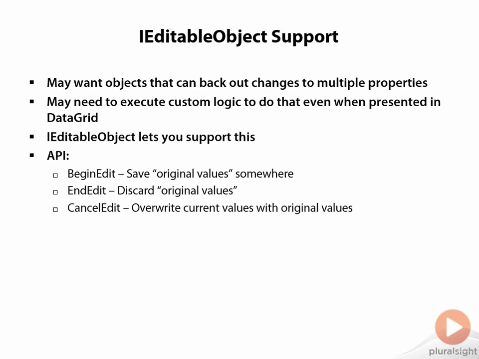Again, these are going to be called implicitly for you by a data grid if your object supports it, but you can call them explicitly in other editing scenarios as well to get this kind of transactional back out of changes at an entity level. And we haven't covered datasets yet. We will later in this module, but I should point out that datasets implement IEditableObject for all the row objects. So they inherently support this API as well.